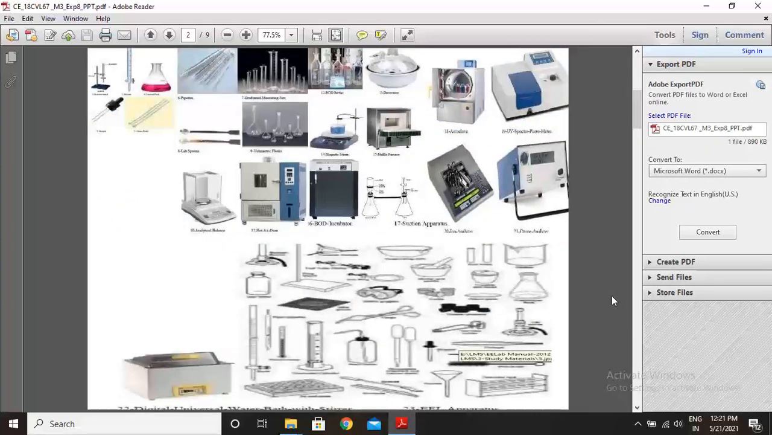Let us see these apparatus. These apparatus are continuously used in the environmental engineering laboratory experiments. So don't forget, all these apparatus are used continuously.